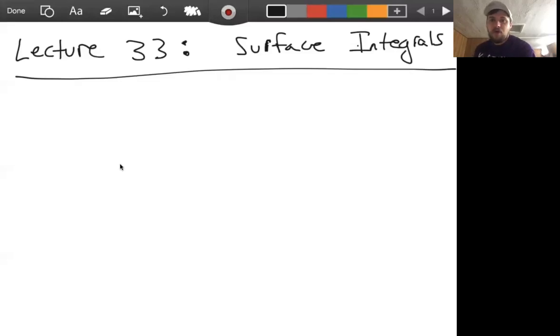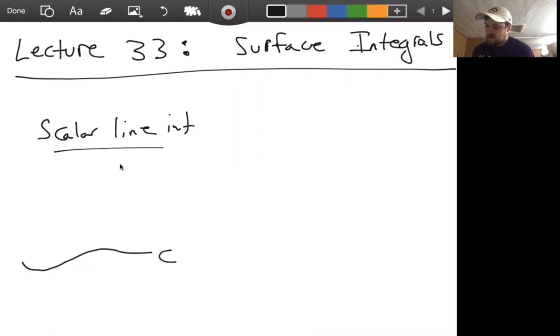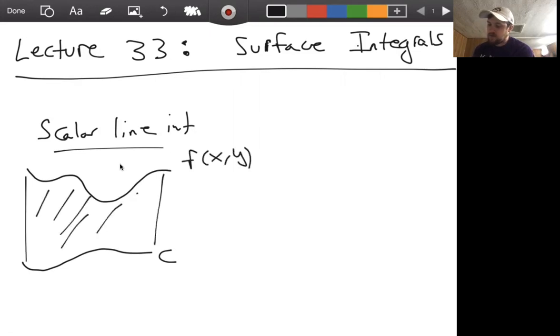Surface integrals are the analog to line integrals, but now over a surface. Remember, we had scalar line integrals, which gave us, here's some curve C, and then we look at how the function f of x, y is behaving over this curve, and then it gives us like the area of the curtain here, right?